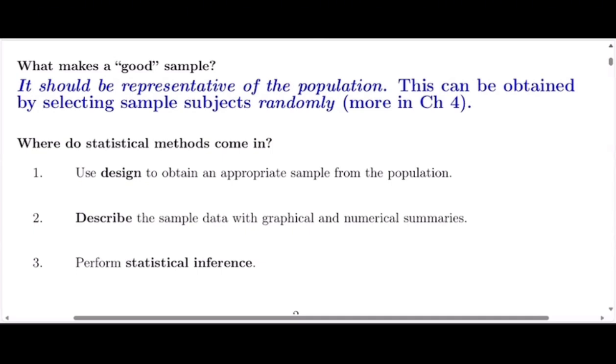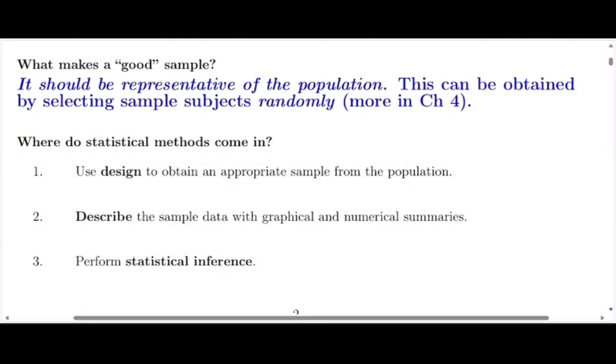we have different kinds of intentions. We don't just do what we do. We have a reason why we do what we do. So we can describe graphically by constructing plots, and we can also do that numerically. Then after that, we perform a statistical inference. Statistical inference is making a judgment where we generalize.